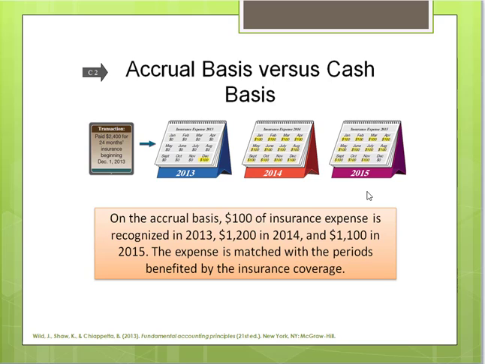Then at the end of each month, we would record $100 of insurance expense. We would do this by debiting insurance expense for $100 and crediting prepaid insurance for $100. And what this allows us to do is match that insurance expense that's covering each month against the revenues that are generated for each of those months. And this is the basic principle of the accrual basis of accounting. We want to match our revenues and expenses to get a more accurate picture of our net income.